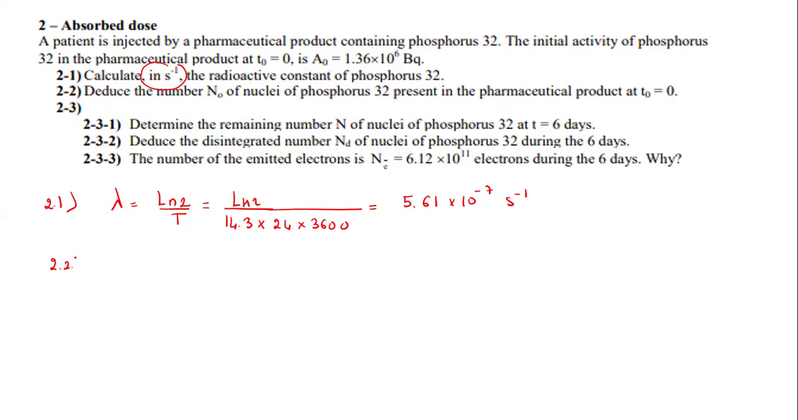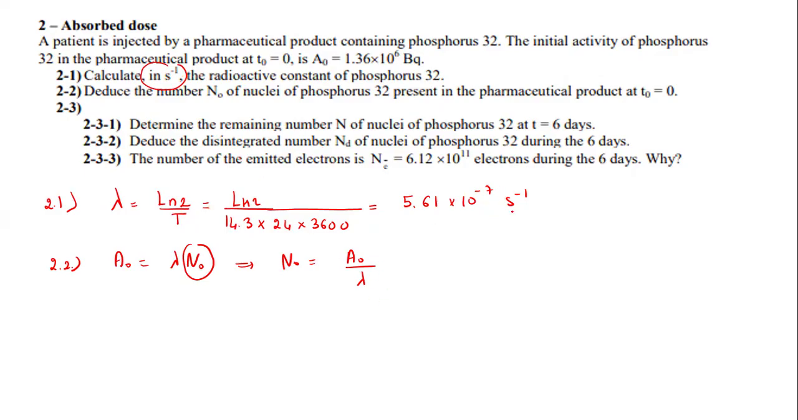Part 2.2. Deduce the number N0. So it's deduce, this means from the parts before. N0 present in the pharmaceutical product at T0 equal to 0 second. We know that the activity A0 is equal to lambda multiplied by N0. The question is find this number. So N0 equals A0 over lambda. And pay attention, even if the radioactive constant in the question wasn't in second minus 1, I cannot use it in day minus 1.